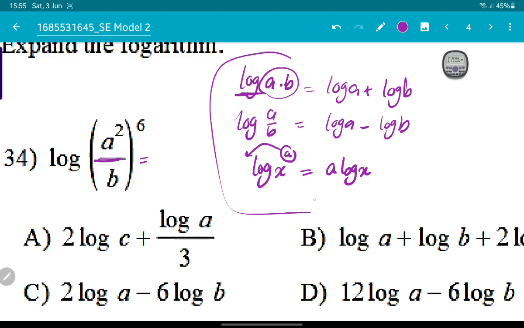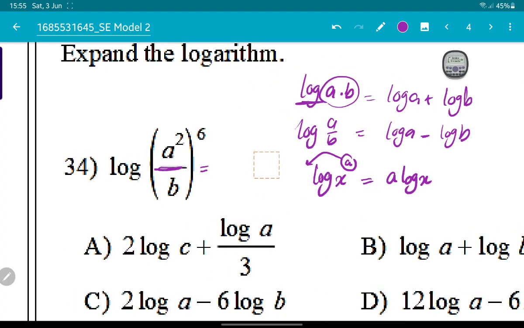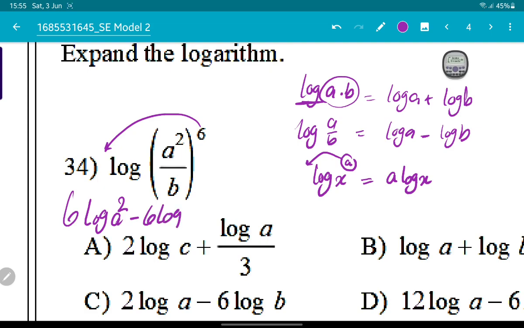So can we apply the three rules here, or two of them? Yes, we can write 6 log a squared minus 6 log b, because this 6 applies to both a and b, so it's for both logs. 6 log a power 2 minus 6 log b. Now we have 2 also, we need to move this here. It will be 12 log a minus 6 log b.